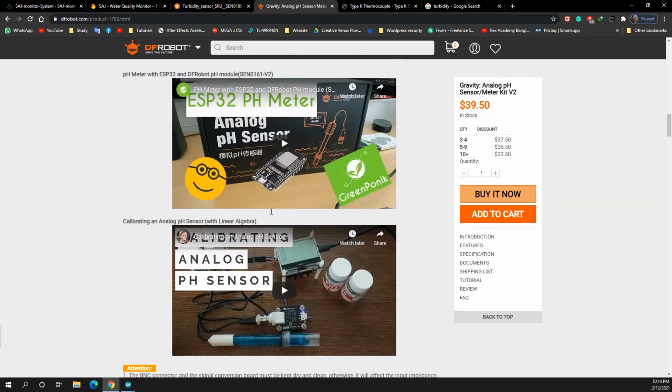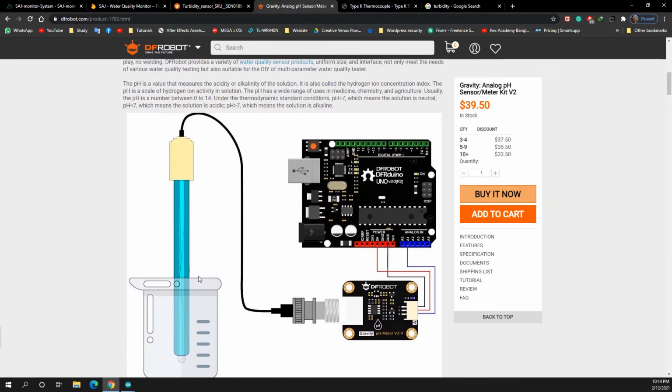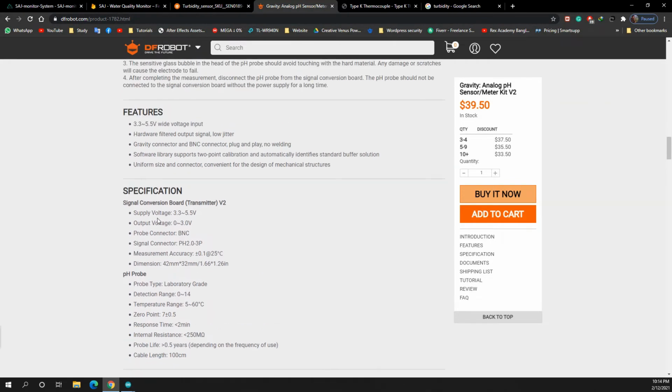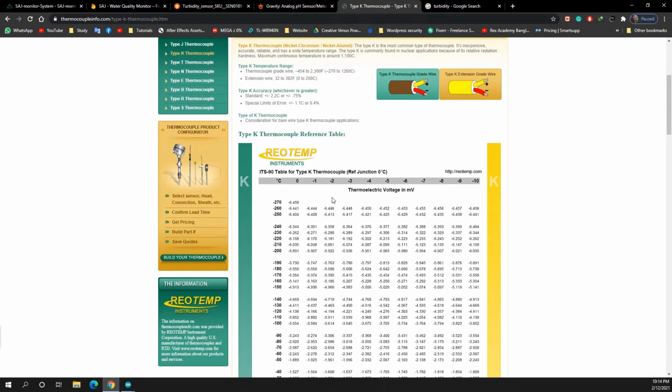And for the pH sensor, again I have used a laboratory-based pH sensor. The accuracy of this pH sensor is plus or minus 0.01 at 25 degrees Celsius. To measure the water temperature, I have used a K-type thermocouple.